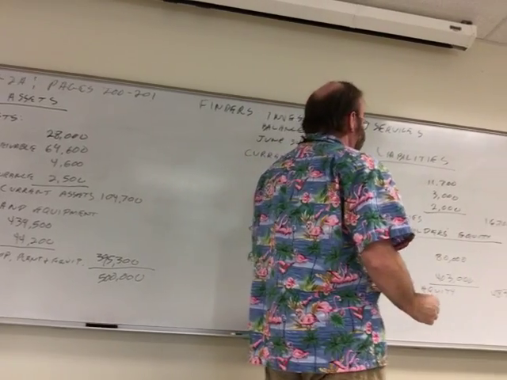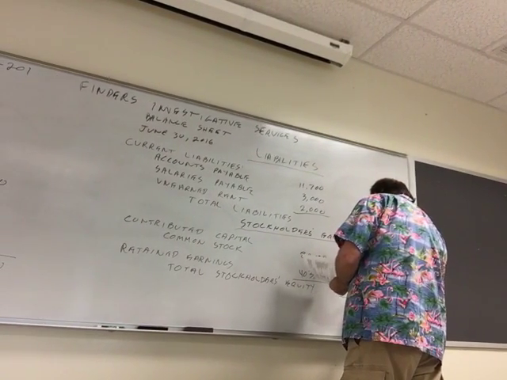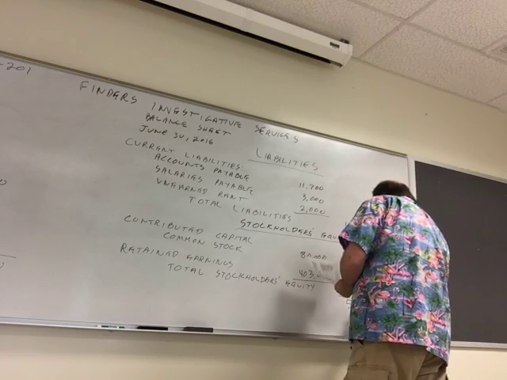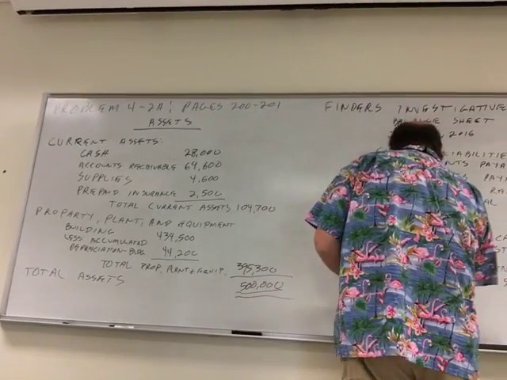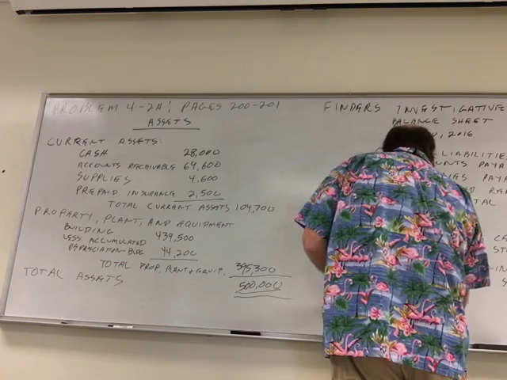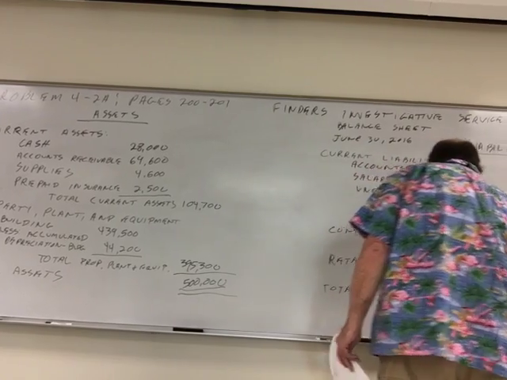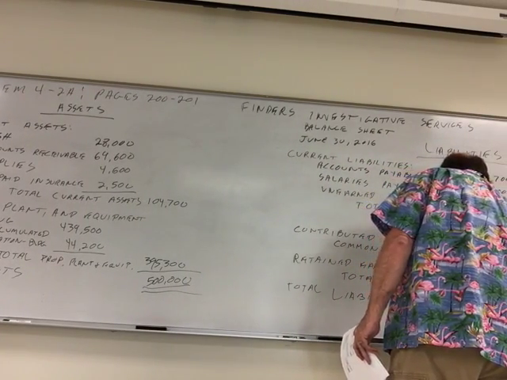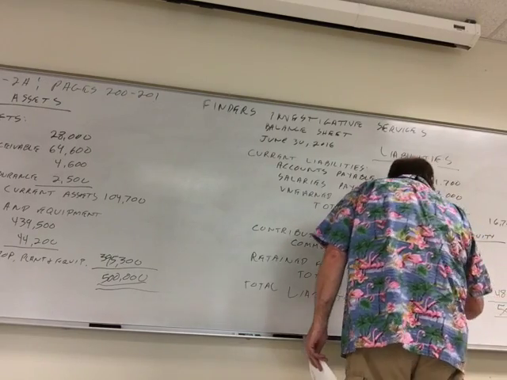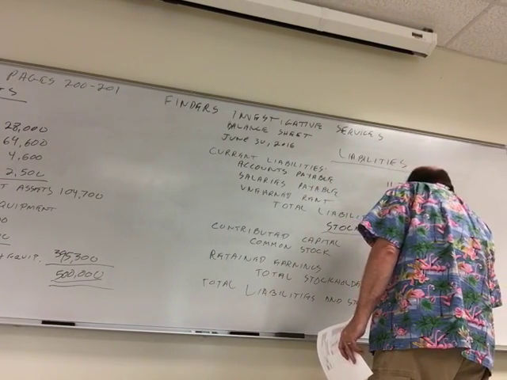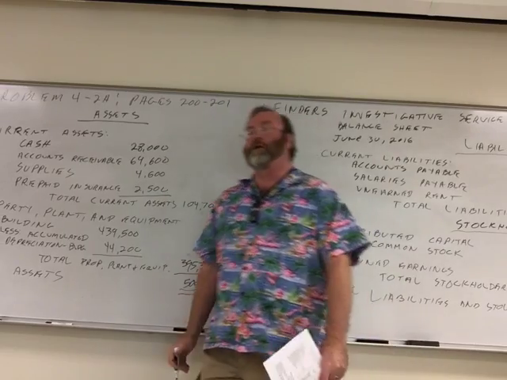Add that to the 16,700 worth of total current liabilities, and you get the same $500,000 in total liabilities and stockholders' equity. That's your classified balance sheet.